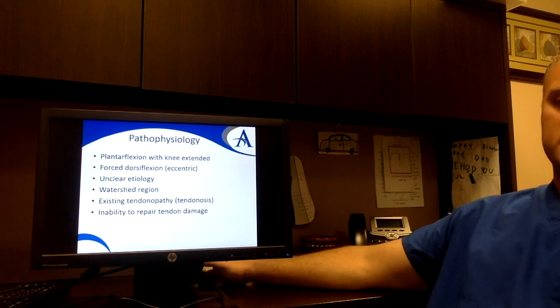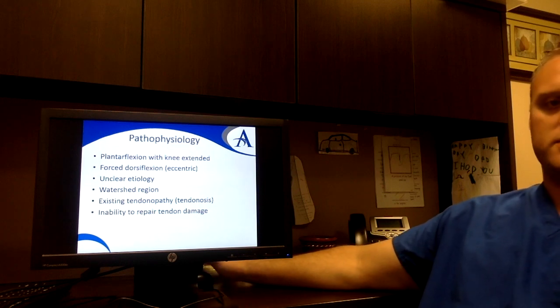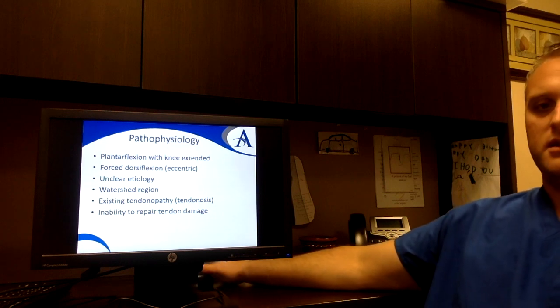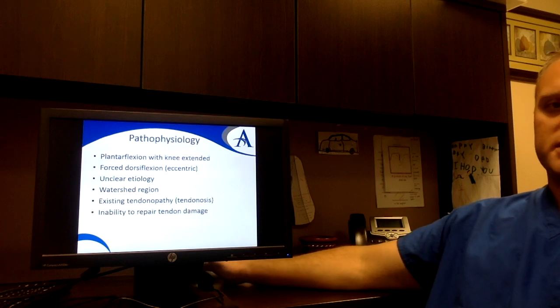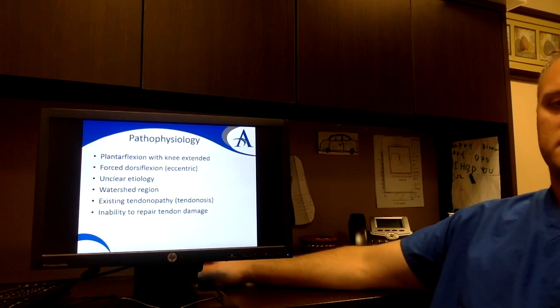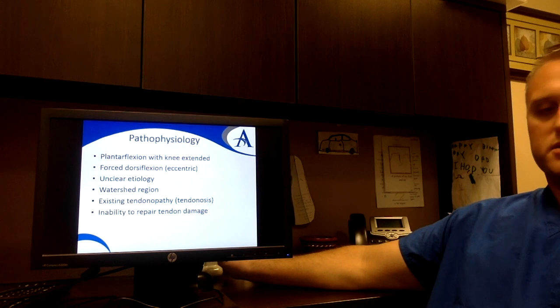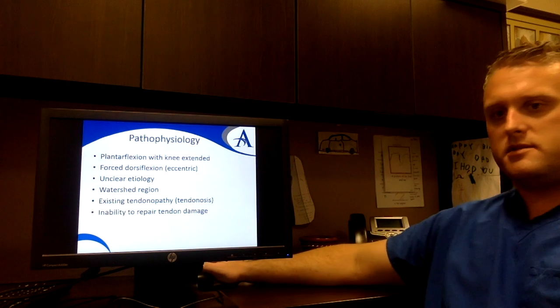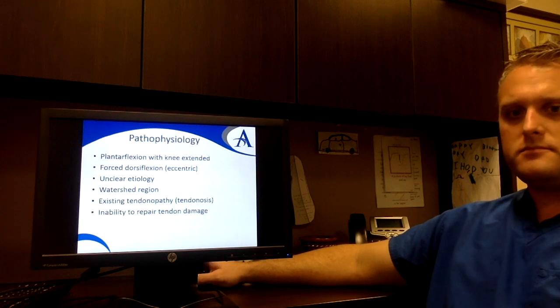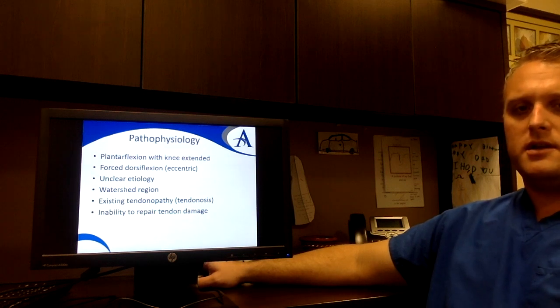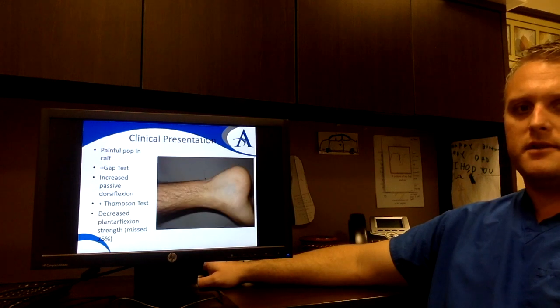The difference between tendonitis and tendinosis is that tendonitis is acute inflammation with good blood supply, leading to an inflammatory response. Tendinosis is a chronic degeneration. With tendinosis, the tendon is undergoing what's called mucoid degeneration, where the tendon itself is becoming friable. That's what leads to the rupture.